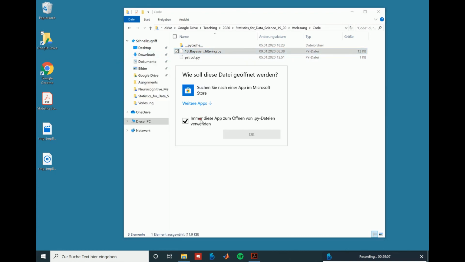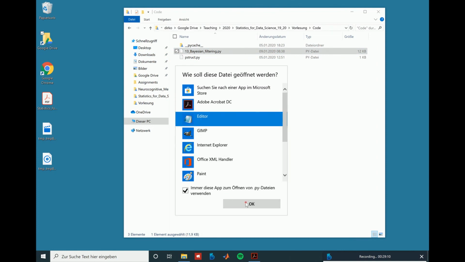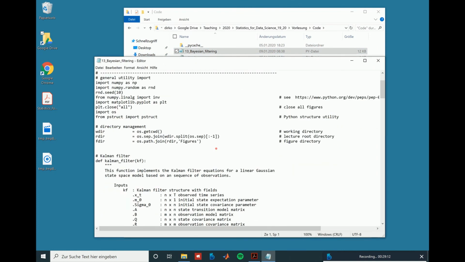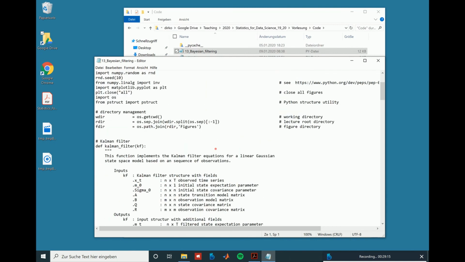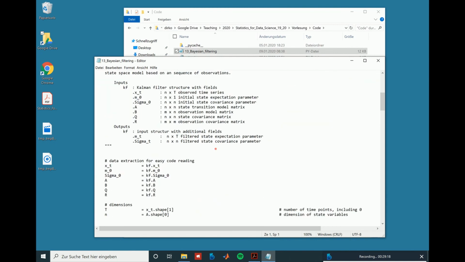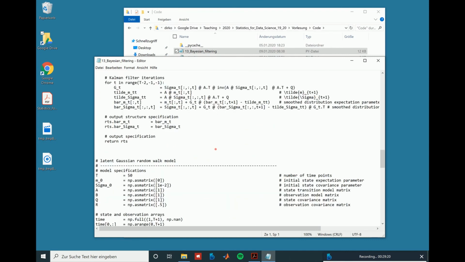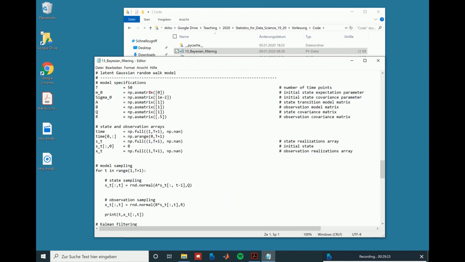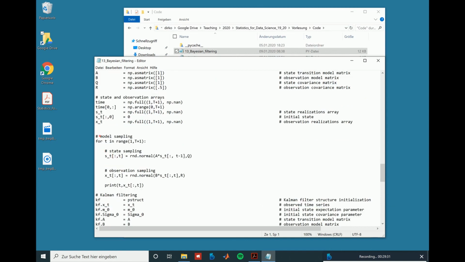Let's just, I have it in RStudio, but that's a bit easier. So this is the code that generated this example. These are first the definitions. Here is the Gaussian random walk model and its parameters. And then the random walk model is sampled. So we have the s_t, which depend on s_{t-1} multiplied by this A matrix, with a variance matrix, and the observations are sampled like this.